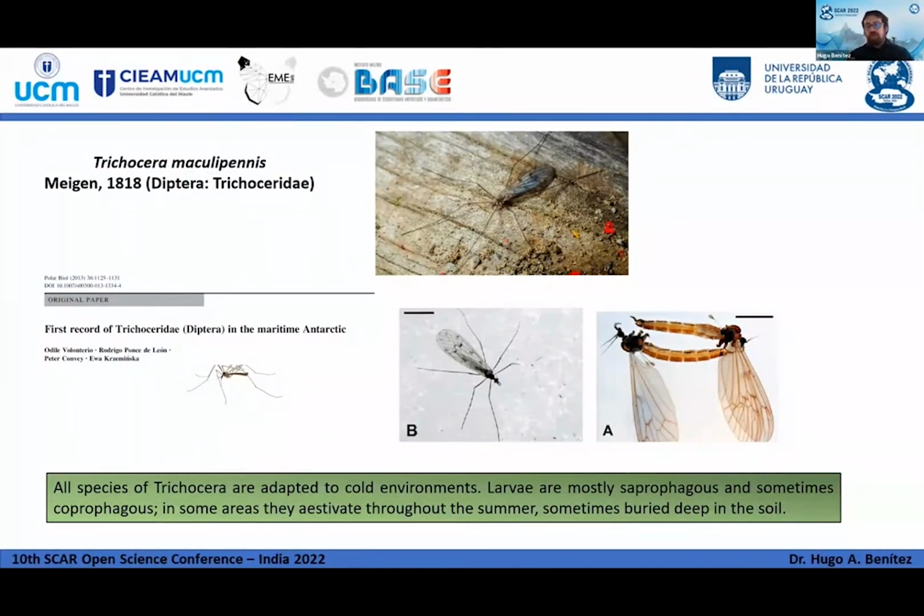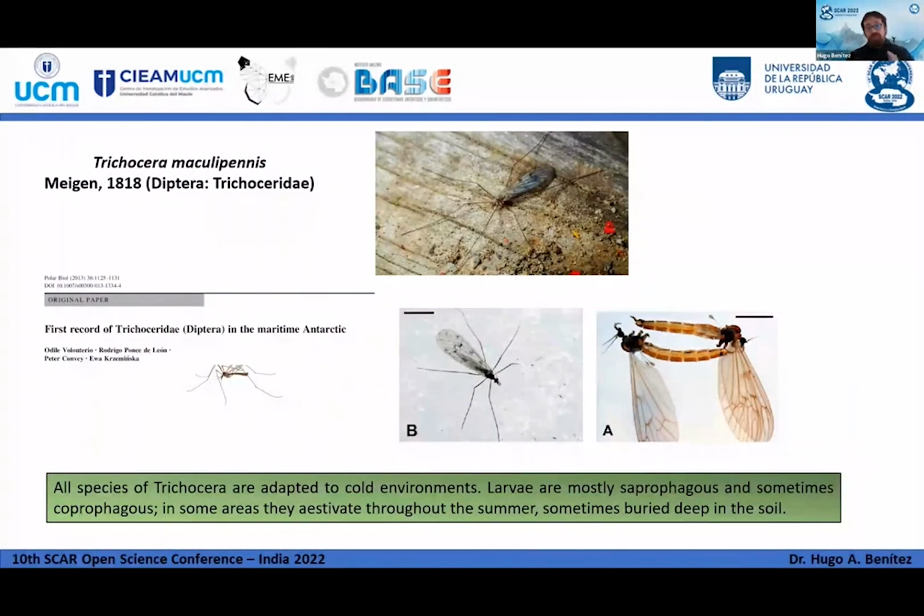So for us, we were very worried to know that this new fly was arriving into Antarctica. After looking at the life history of this fly, we can understand that it could be adapted to a very cold environment. But the larvae is mostly saprophagous and sometimes coprophagous.